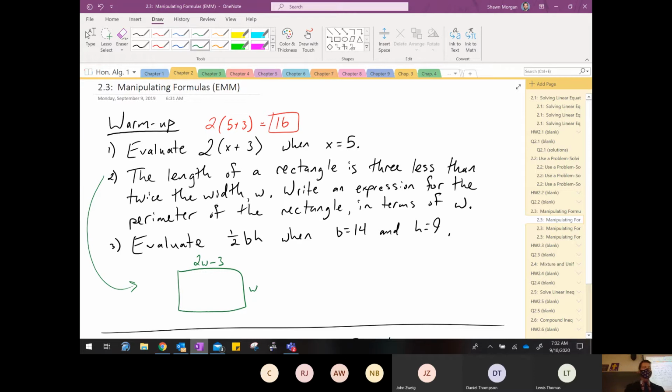I wonder if Mr. Jake Oxley knows what perimeter means. All right, so going around all 4 sides in this case.